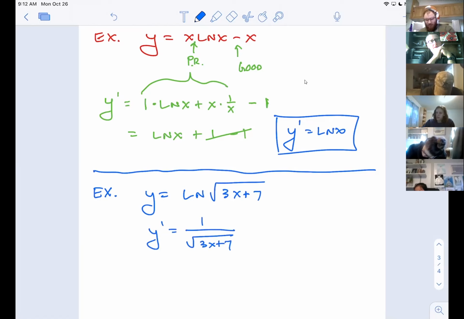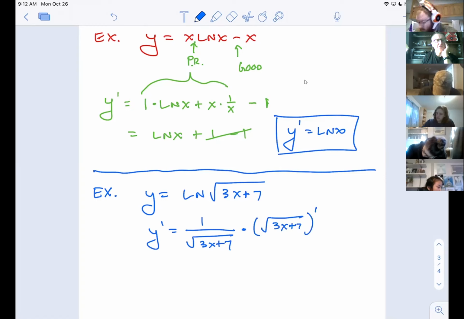But we're not done, because that's chain rule. That is junk. That's not natural log of x, it's natural log of junk. It's 1 over the junk times the derivative of the junk. And this time I am going to just write that down. In other words, I need to take the derivative of the square root of 3x plus 7.